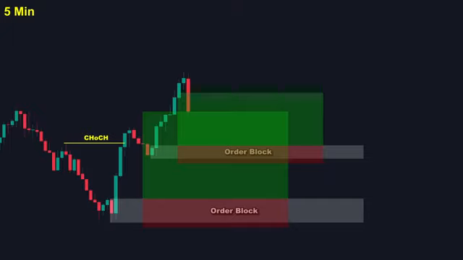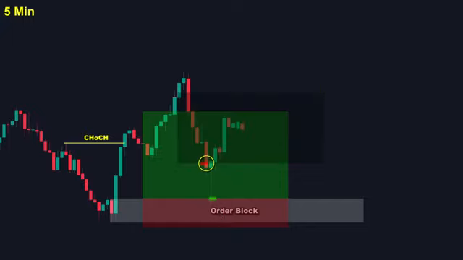This approach is incredibly important because the pullback to the first order block isn't guaranteed in fast-moving markets. The market can mitigate the second order block and start pushing higher immediately. In the worst-case scenario, price may drop and lead to 2 losing trades, which is exactly why we enter with reduced risk on each position. Let's see what happens in our example. Price has hit the stop loss of our second trade and triggered our first position beautifully.